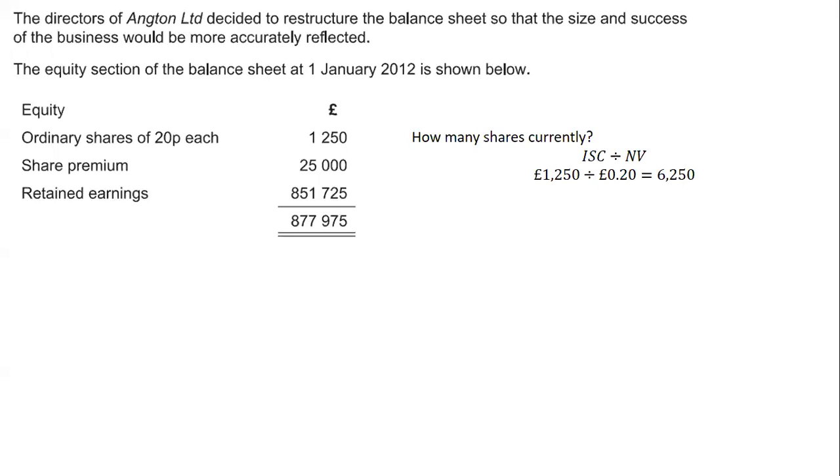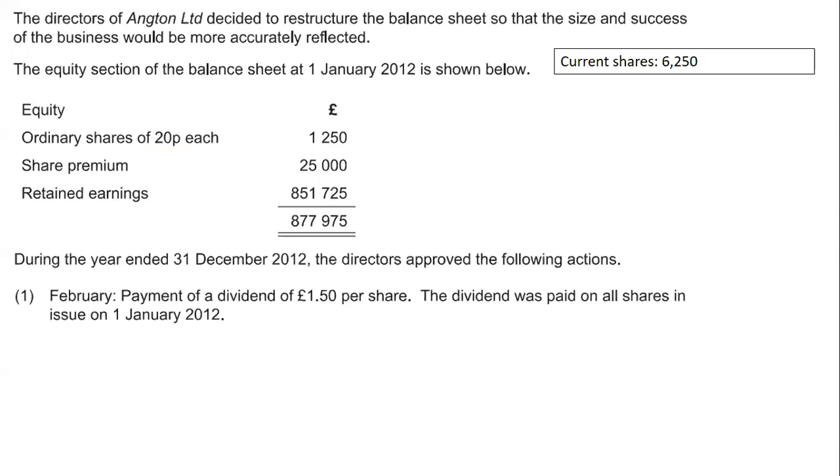So 1,250, that's the issued share capital, divided by the 20p, which is the nominal value, gives us 6,250 shares currently. Okay, so I'm going to keep track of all the information we've worked out so far, so that's in the corner. So during the year ended 31st December 2012, the directors approved the following actions. So in February, payment of a dividend of £1.50 per share. The dividend was paid on all shares in issue on the 1st of January 2012.